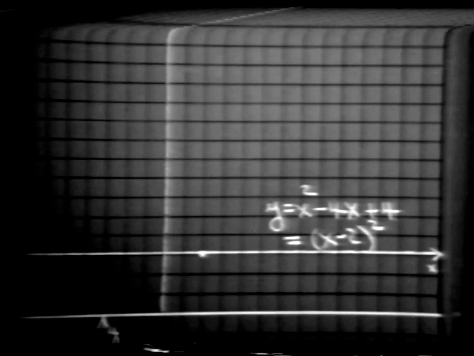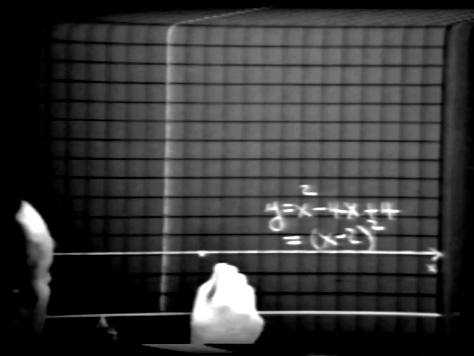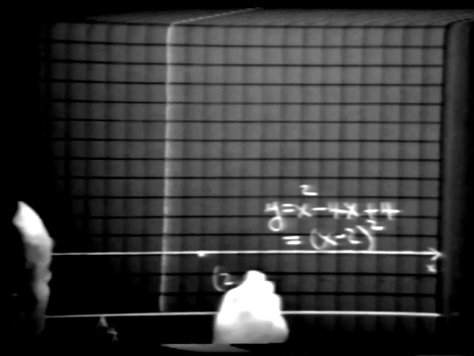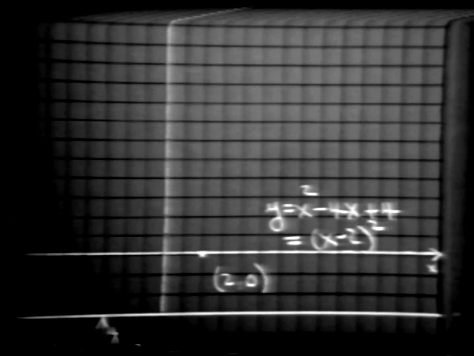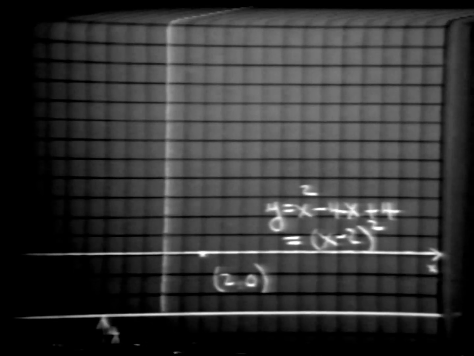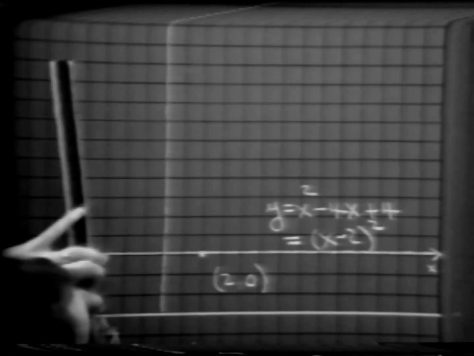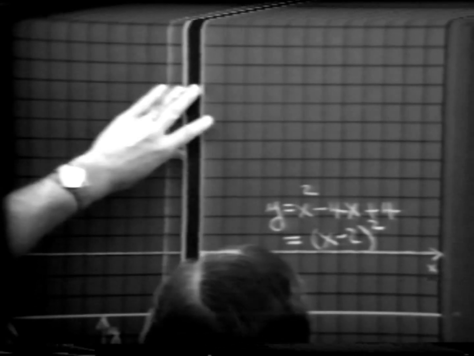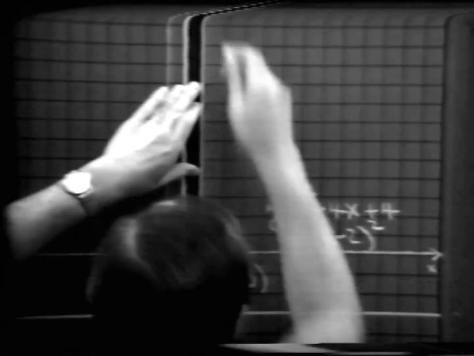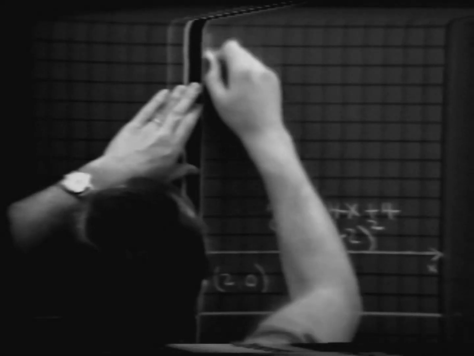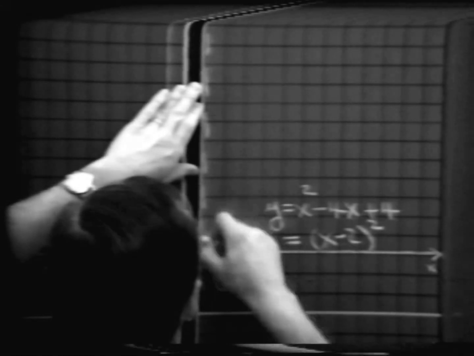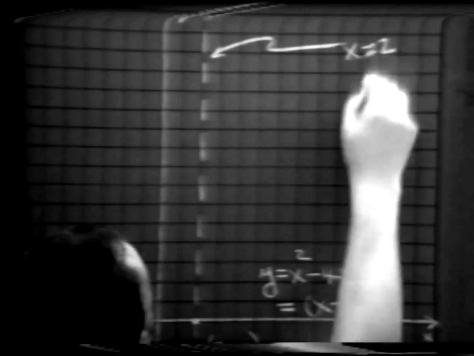Now, this point is going to be a max or a min? A minimum. So let's put in the coordinates of that point right now, which is 2, 0. And in fact, is that going to be our axis of symmetry? Is our axis of symmetry going to be right there? Okay, so let's include a dotted line there for our axis of symmetry, which is this line, x is equal to 2.